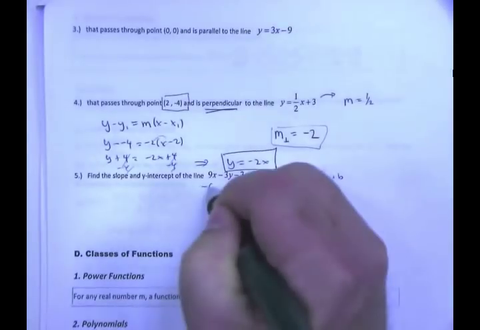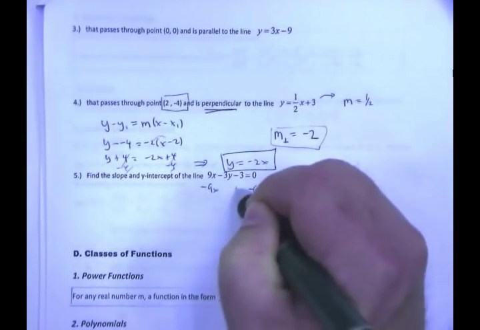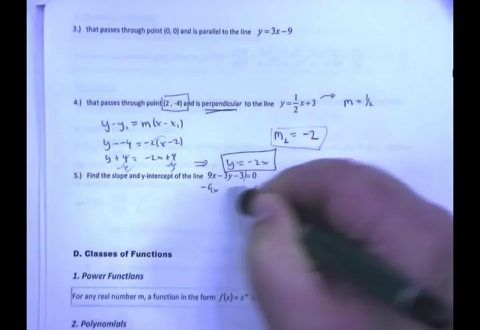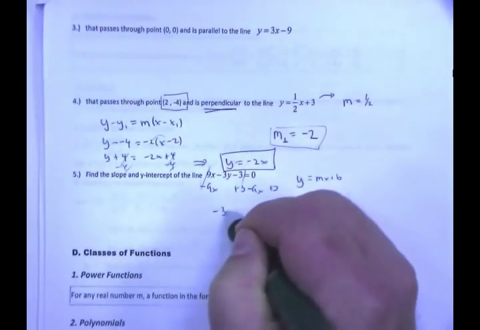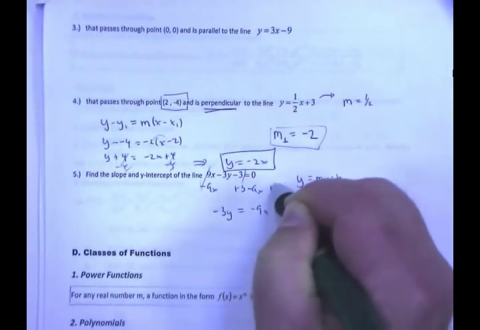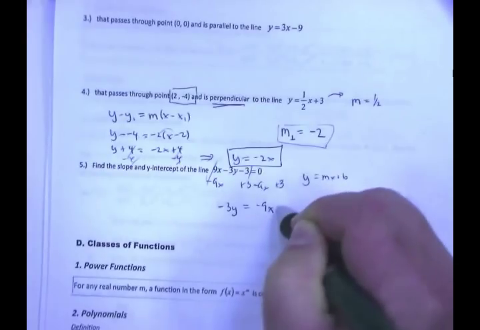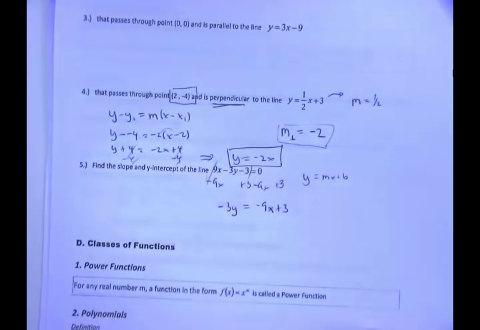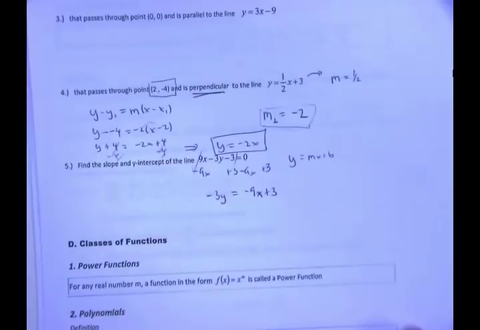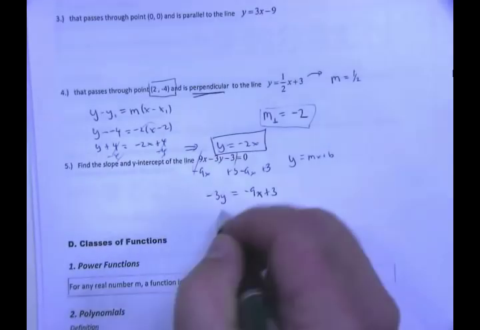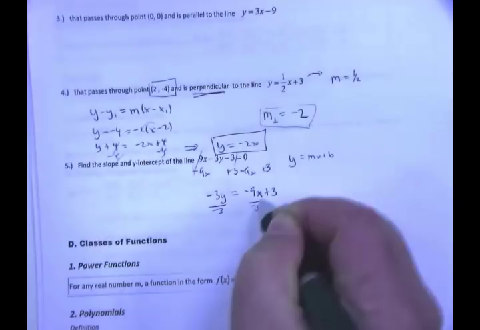To solve it for y, I'm going to subtract 9x from both sides. I'm going to add 3 to both sides. This cancels, leaving me with negative 3y equals -9x plus 3. Now I'm going to divide by -3. What I do to one side, I do the other. What I do to one term, I do to all terms. Divide by -3.